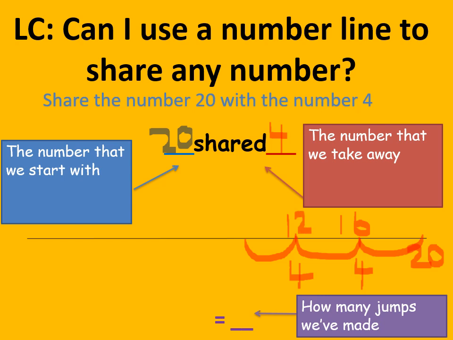Take away another 4, and our answer will be 8. And another 4, and our answer will be 4. And our final 4, we will have no leftovers. Okay, let's check our answer now. So we've counted back 1, 2, 3, 4, 5 times. So how many jumps have we made? We've made 5 jumps. And 5 is our answer.